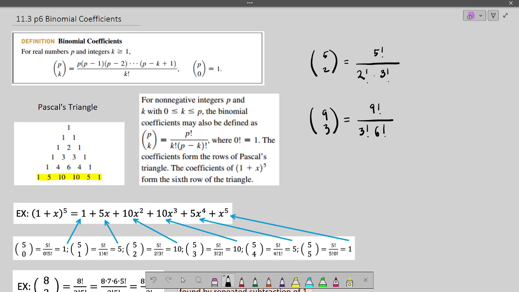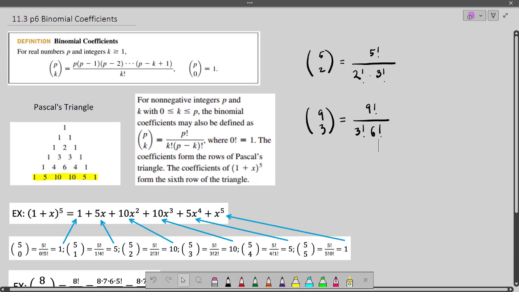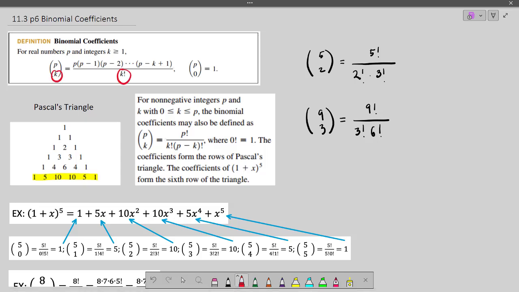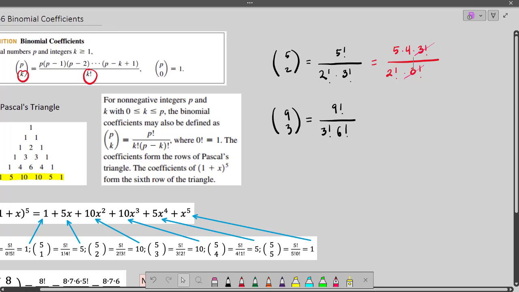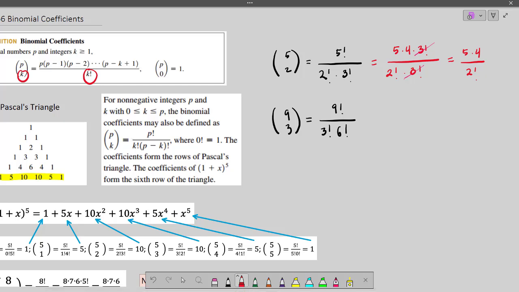Now notice that we're moving towards this where the denominator is just the lower number factorial. And the way we get to that is as follows. Remember that 5 factorial is 5 times 4 times 3 factorial. And if I write it that way, we can cancel out the 3 factorial, and we can end up with just 5 times 4 over 2 factorial. So that's how they get rid of the factorial in this numerator here.